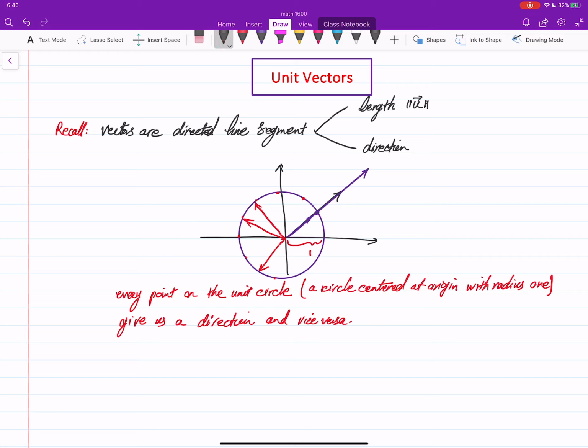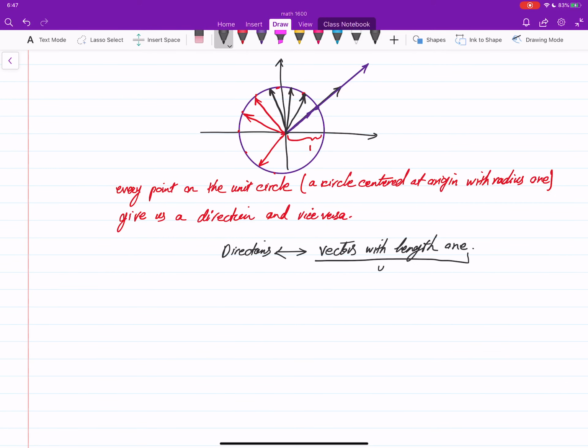Well, these points actually have something more. If we take the position vectors of these points, these are basically vectors of length 1. Remember that the length of a vector at the standard position is the distance of the head from the origin. And if you choose a point on the unit circle, the distance of that point from the origin is 1. So this means that directions are in one-to-one correspondence with vectors with length 1. And well, that is the definition of unit vectors.